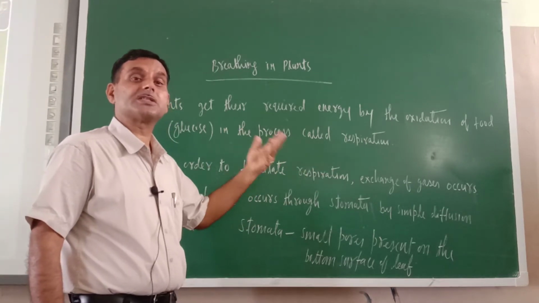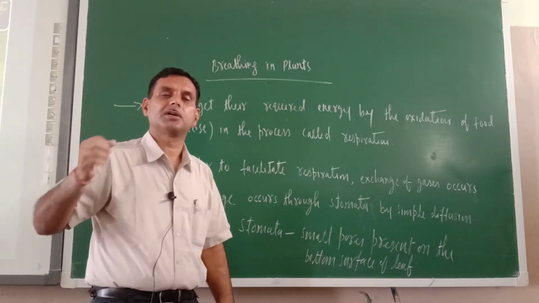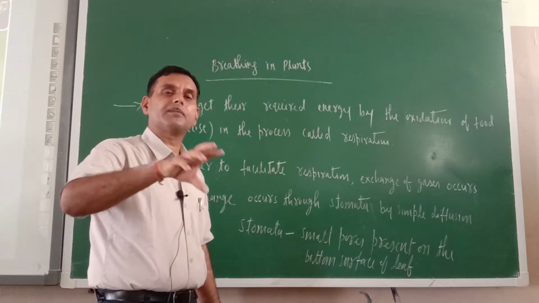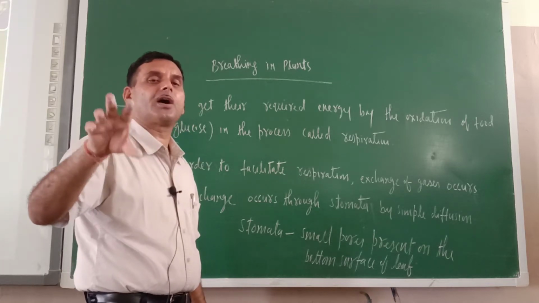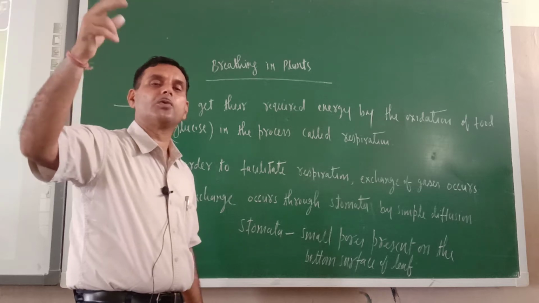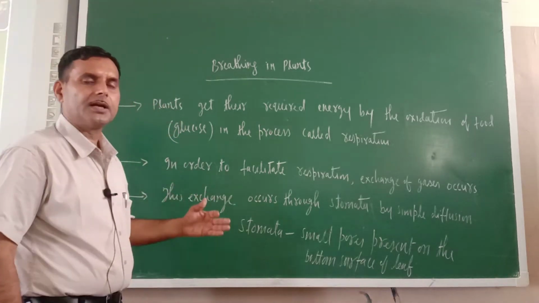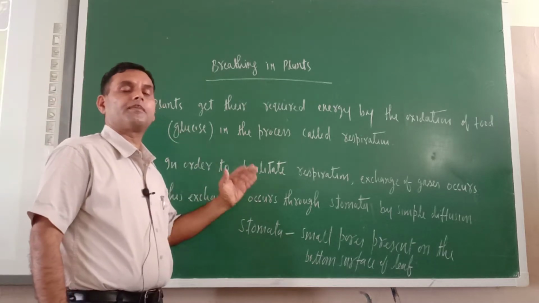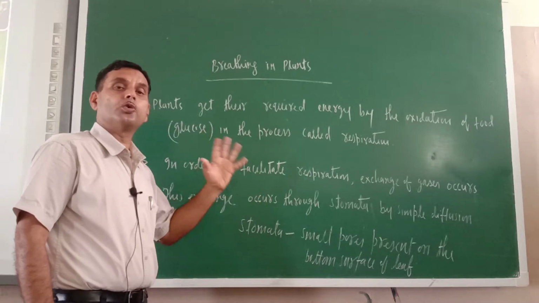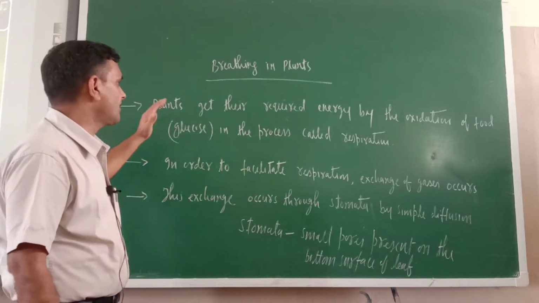They produce CO2, and through stomata CO2 will come out, while the oxygen will go inside, and that oxygen will be utilized for the breaking down of food, that is glucose, and carbon dioxide will be released to the atmosphere. So just try to understand, for the breathing of plants, the most important thing is stomata. Those pores are only responsible for the exchange of gases.